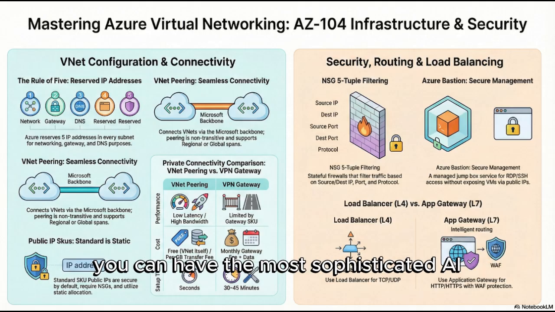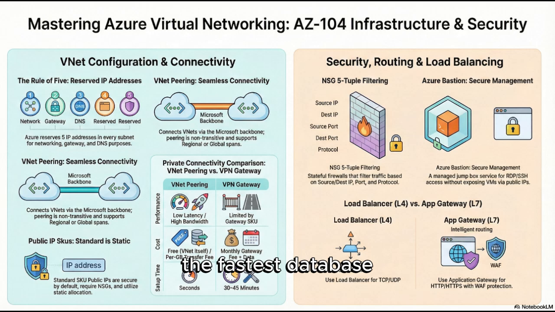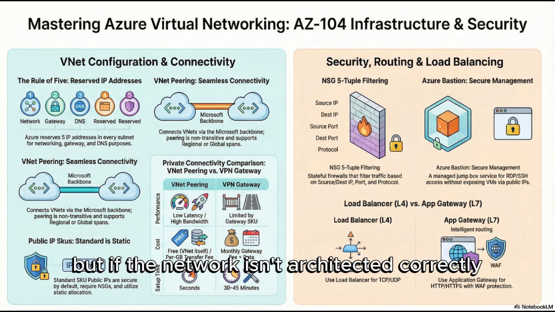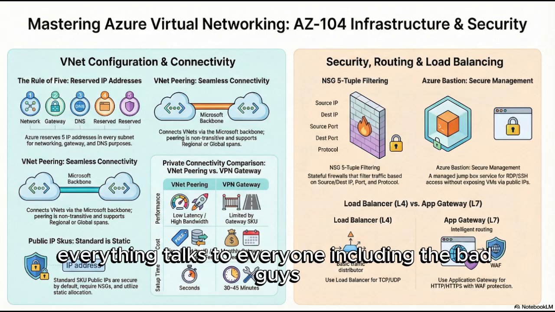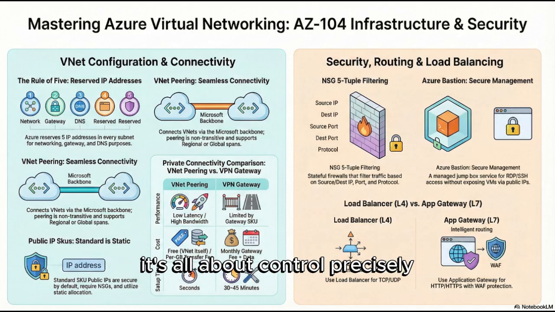You can have the most sophisticated AI, the fastest database, but if the network isn't architected correctly, nothing talks to anything. Or worse, everything talks to everyone, including the bad guys. It's all about control. Precisely.